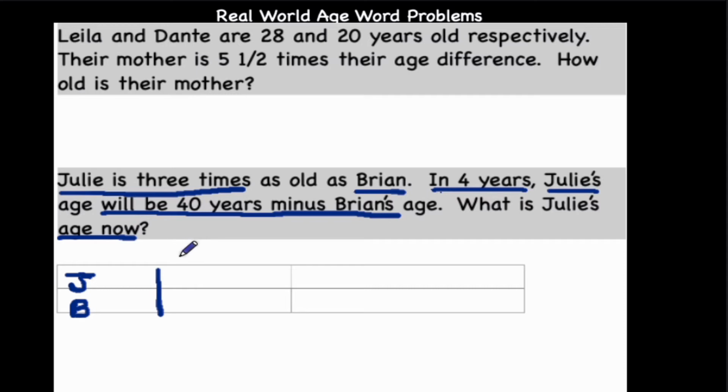Okay, so let's go ahead and write now for their ages now. We need to know both Brian's and Julie's age now. All right, and let's see, we need to know their ages in the future as well. So we'll say in 4 years.